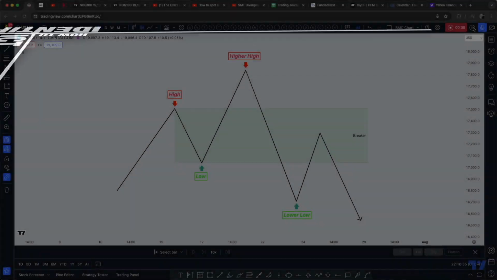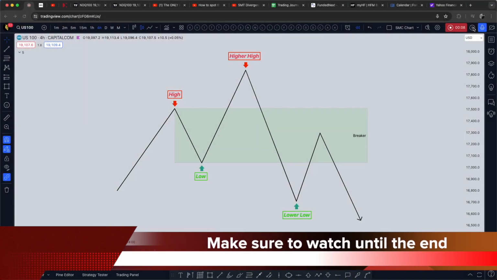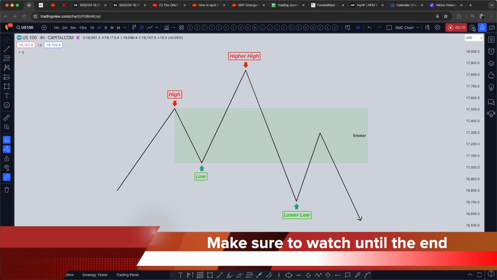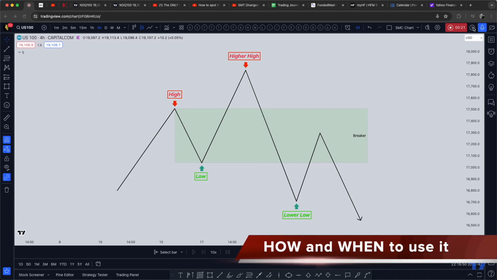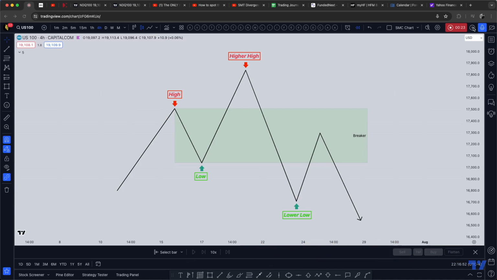On today's episode, I want to discuss breaker blocks, and I want to go deep into breaker blocks right here, not just showing you what a breaker block is, but how you can apply it. Why am I doing this video? There's still a lot of people struggling.